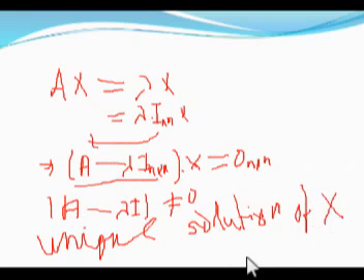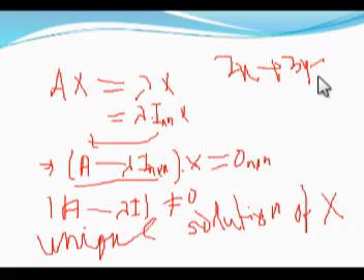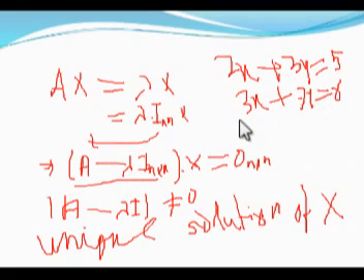Unique solution of X means you will get just only one solution. Like if you take an example, 2x plus 3y is equal to 5, and one more example you take, 3x plus 7y is equal to 6. There are two equations you are looking at. You can make it non-homogeneous by writing 5 on this side and 6 on this side.